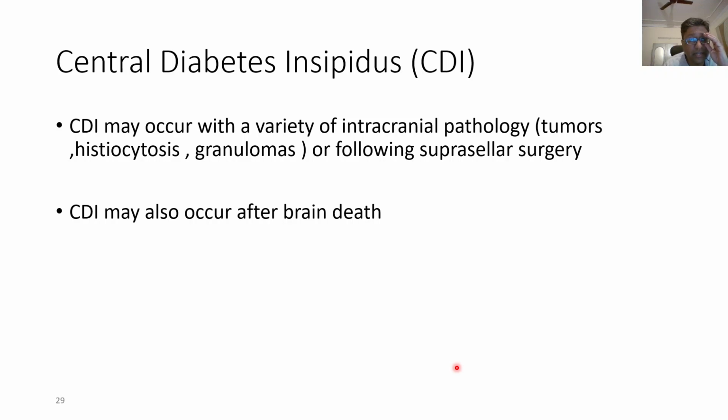Central DI can happen in the settings of intracranial pathology like tumors, histiocytosis, granulomas, following neurosurgery involving the suprasellar region. The pituitary stalk may have been disturbed or damaged. It can also occur after brain death. That's a common situation when you get really sick patients. Later on, when they get brain dysfunction, they tend to get into a phase of central DI.